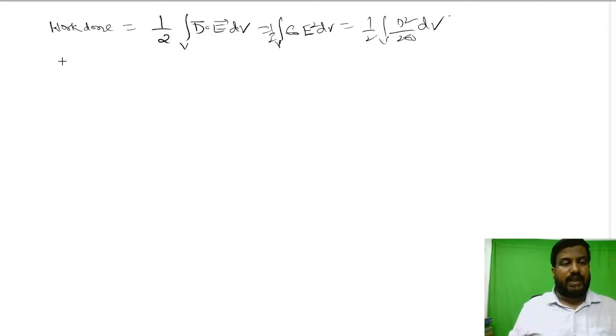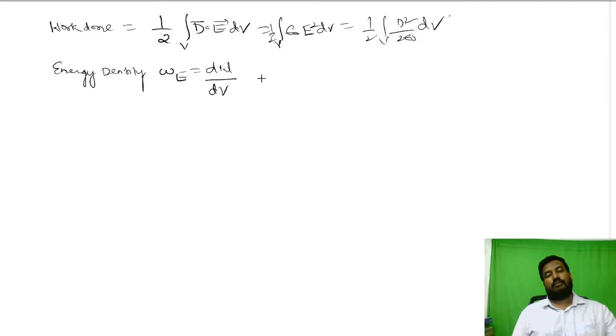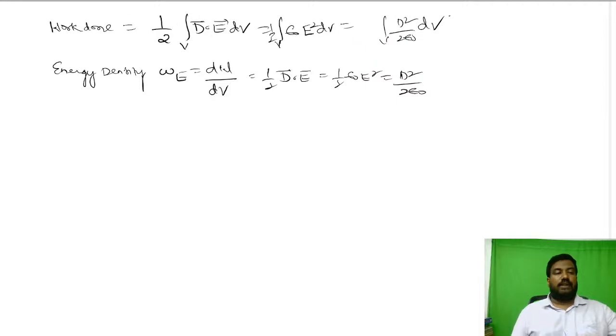How is energy density related to work done? Small w E is the derivative of work done. 1 by 2 D dot E, 1 by 2 epsilon naught E square, D square by 2 epsilon naught. This is for electric field.